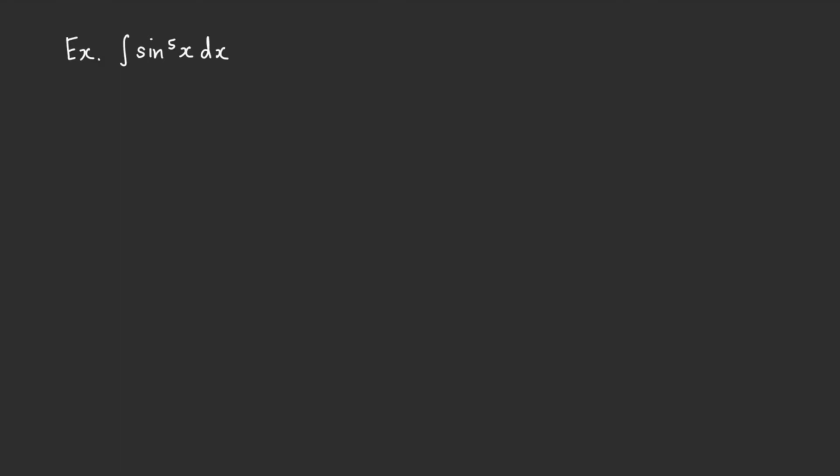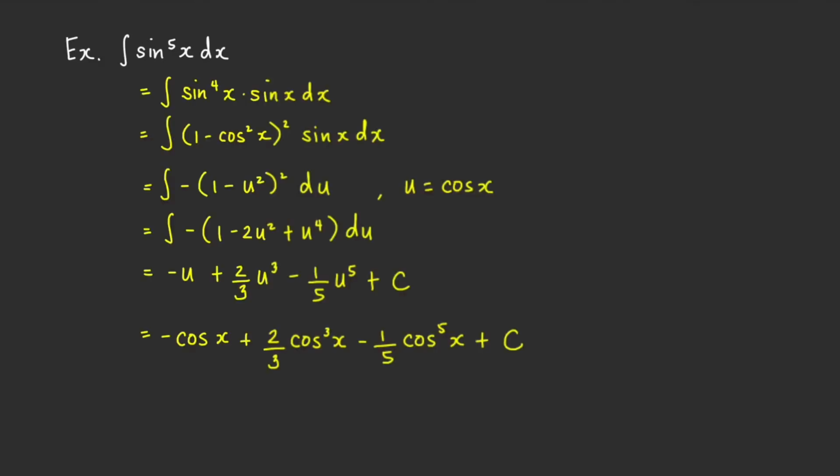Let's try one more problem. So let's evaluate the integral of sine raised to 5 x dx. So the power of sine x is odd. So again, we pull out one sine x and write the remaining factor, sine raised to 4 x, in terms of cosine x. So again, the power of sine x here is even.